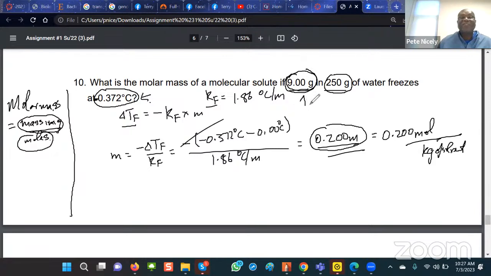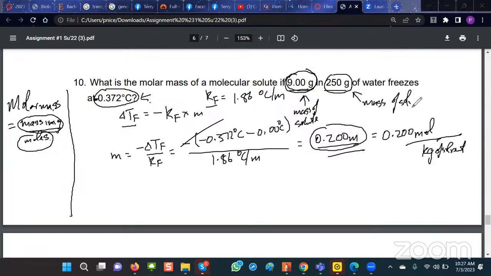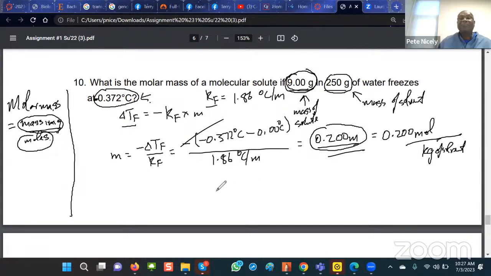This is the mass of the solute. This is the mass of solvent. We would convert the mass of solvent to kilograms. Okay, very good. 250 grams. So we convert to kilograms by doing what?